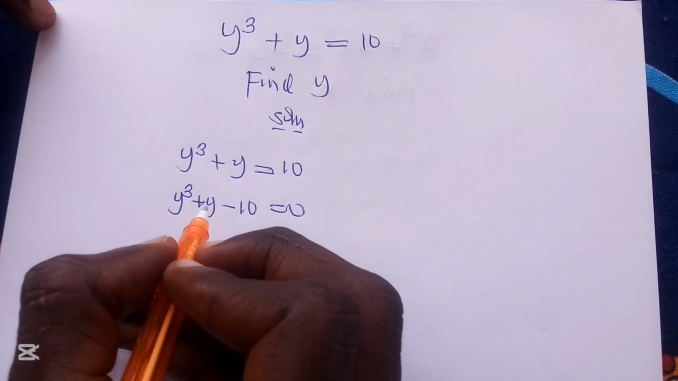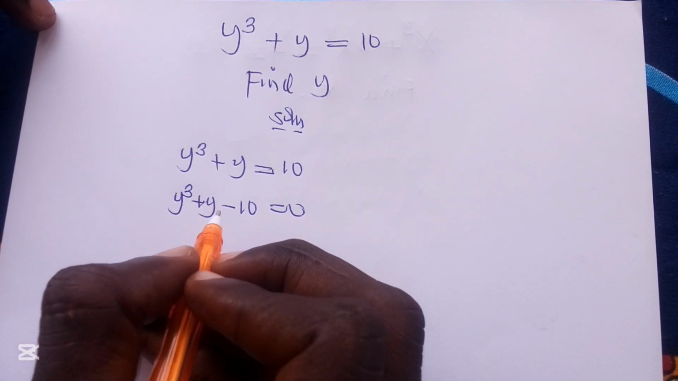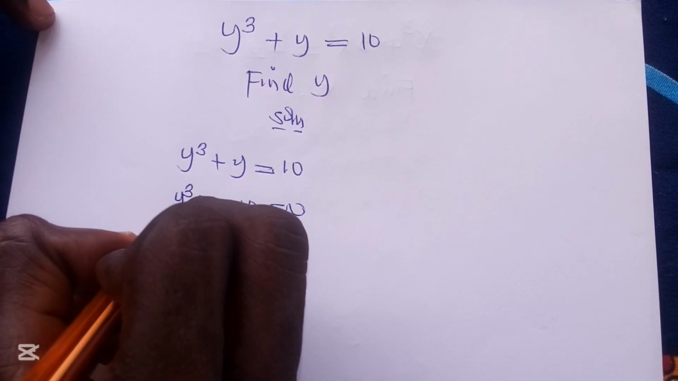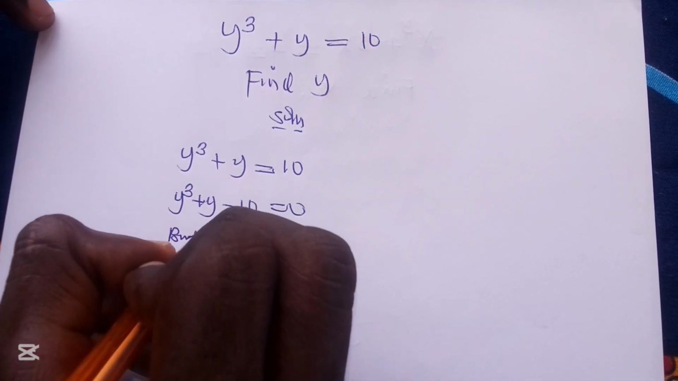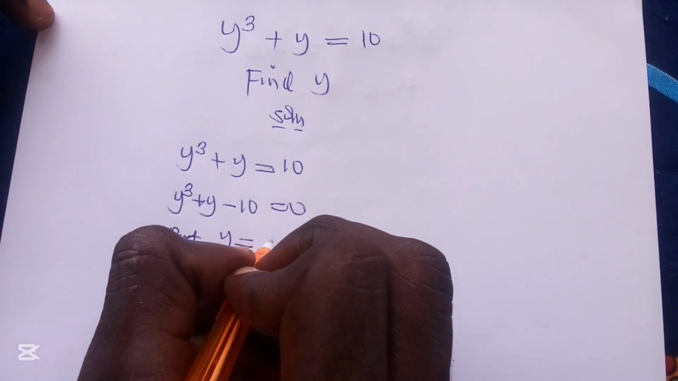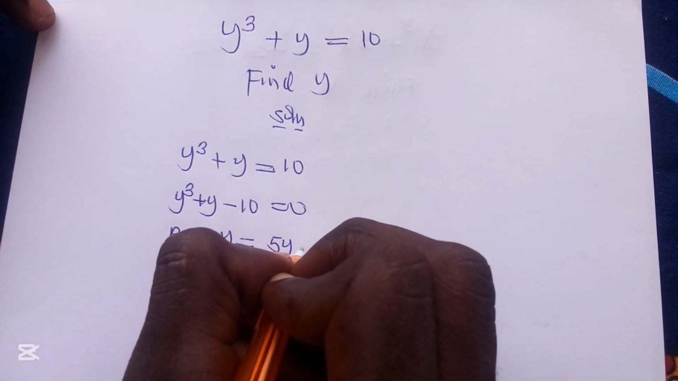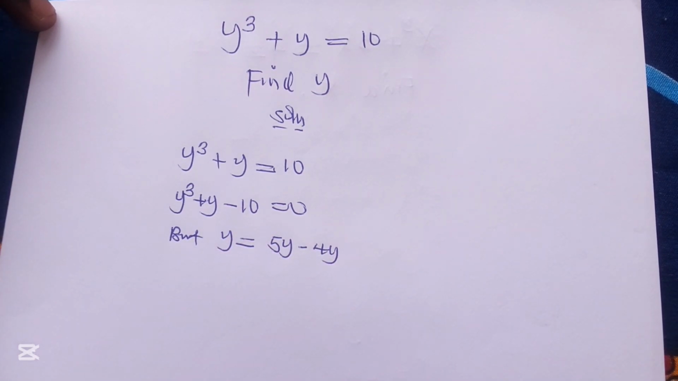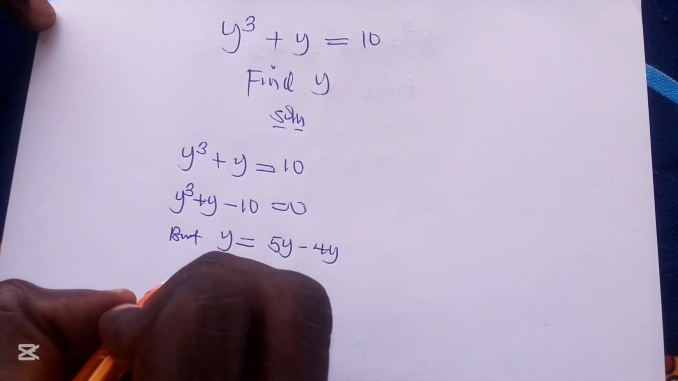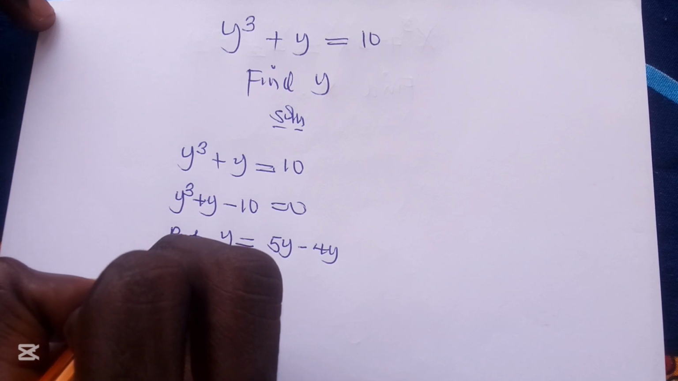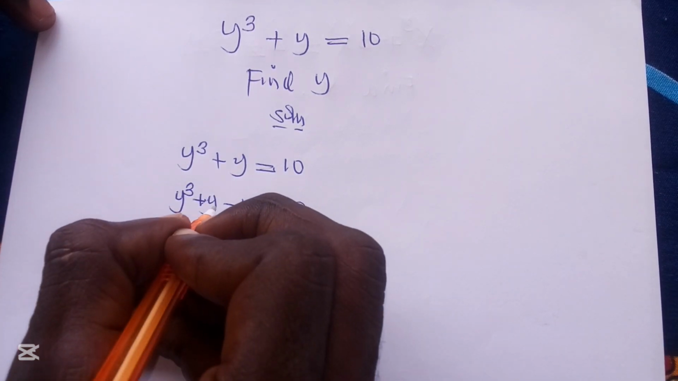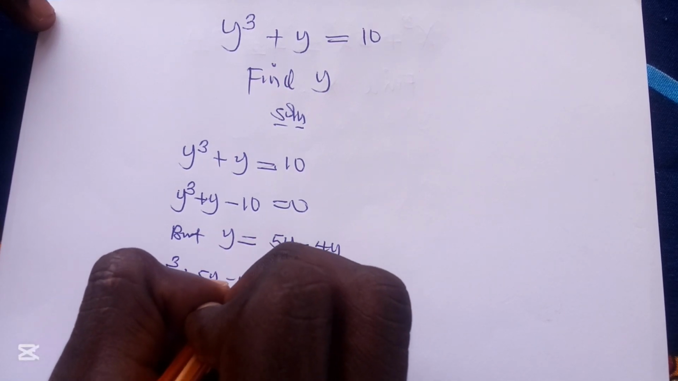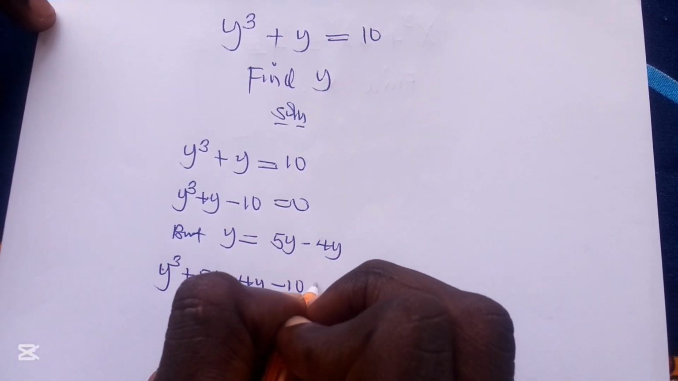Now if you look at this y, we can also express it as 5y minus 4y. Then we substitute right away. Now we have y cubed. Instead of this y, we use this one. We say plus 5y minus 4y minus 10, then everything becomes 0.